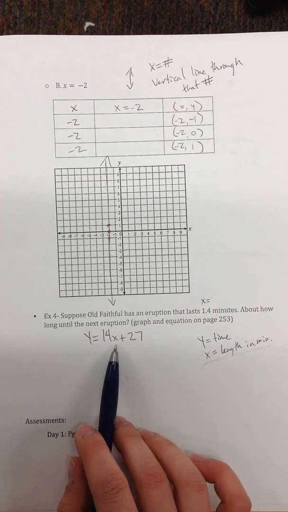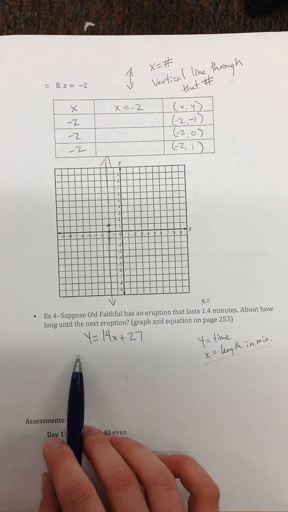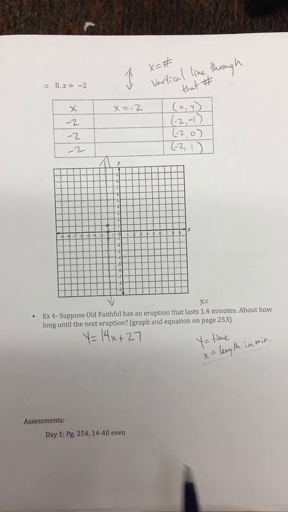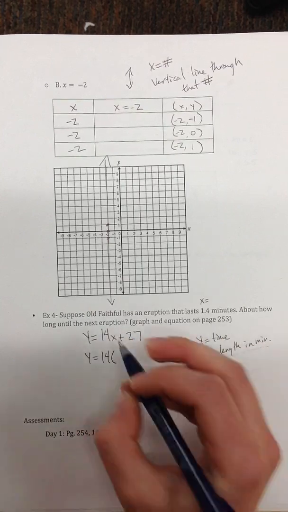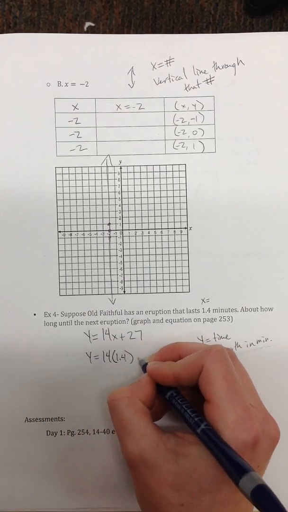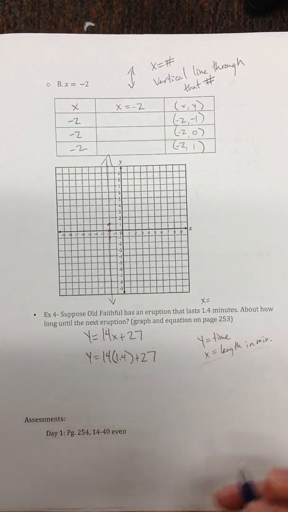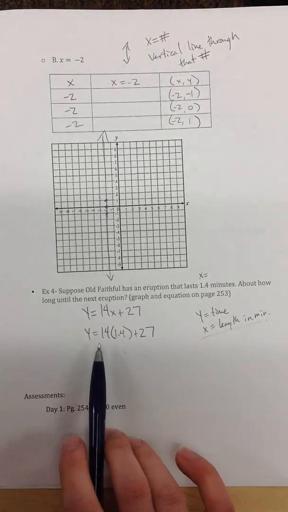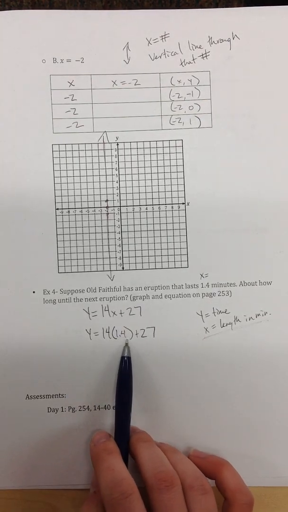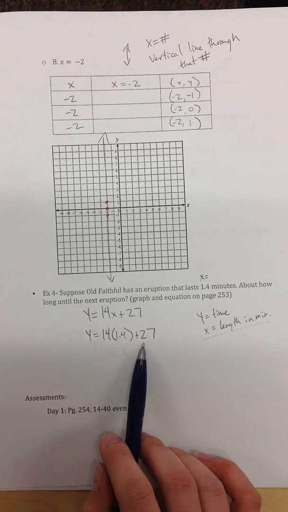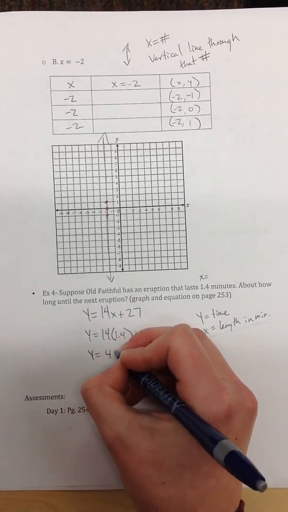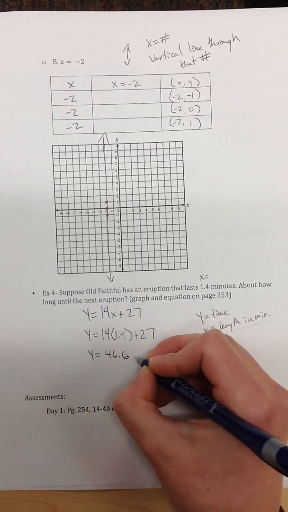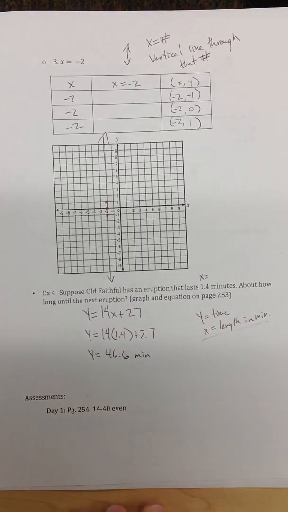So 1.4 can plug in for our x, solve that out, and whatever we get is going to be what our y is. So we'd have 14, and then instead of the x, I'm going to put 1.4, because that's what I'm plugging in, plus 27. So then I would just use my calculator. I don't have my calculator on me, but I'd take 14 times 1.4, get whatever you get, and then add 27 to that, and it should end up being 46.6, and then our label would be minutes.